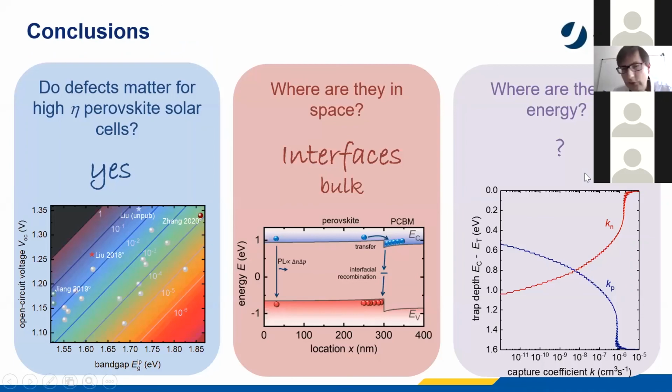Okay, so as a conclusion, defects do matter still, even in high efficiency perovskite solar cells. So that's clearly a yes. Where are they in space? I would say mostly at interfaces, but in some cases the interfaces may be that good that it's also the bulk that matters. And where are they in energy? At the moment, I don't know. The only thing I can say is that it's very difficult to measure, and that relatively simple theory of multiphonon recombination would predict that for such a material, the deepest defect should be a lot more efficient in accelerating recombination than anything that is shallow.